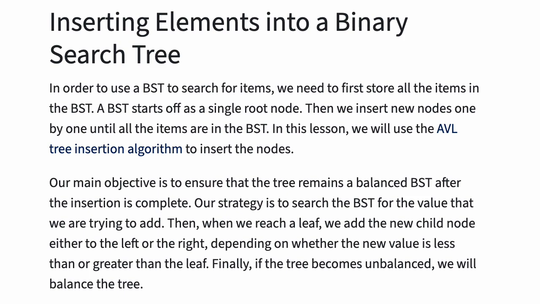Our strategy is to search the BST for a value that we're trying to add. Then, when we reach a leaf, we add the new child node either to the left or the right, depending on whether the new value is less than or greater than the leaf. Finally, if the tree becomes unbalanced, we will balance the tree.